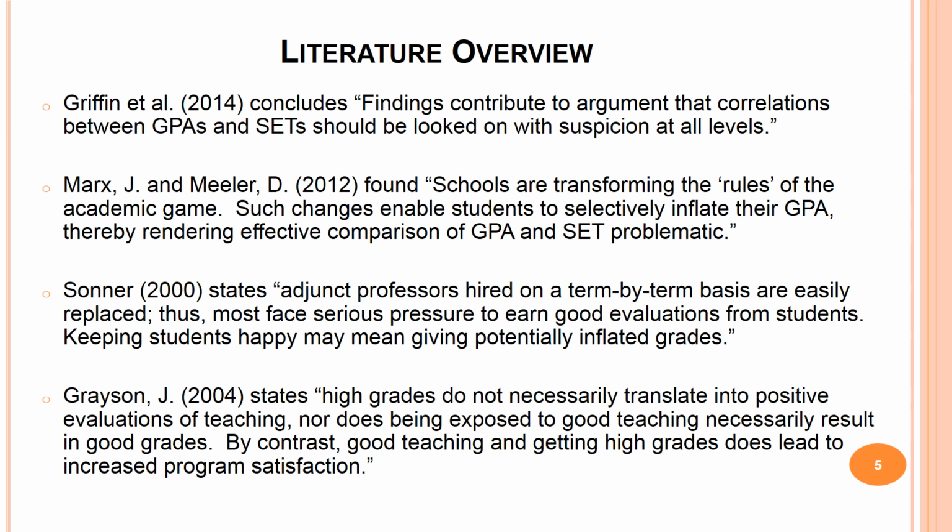Now, in the third bullet point, we also want to note that 75% of the professors in all 6 schools are adjuncts. Soner in 2000 referred to this, who states adjuncts hired on a term-by-term basis are easily replaced. That's true. Most face serious pressure to earn good evaluations from their students, so they want to keep the students happy. So wouldn't that be possibly biased?